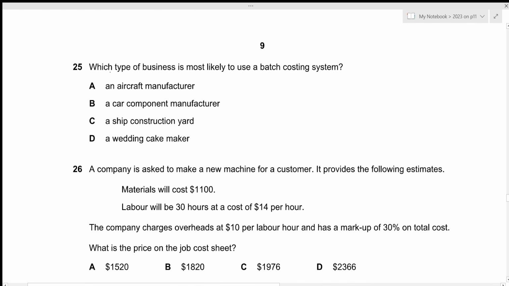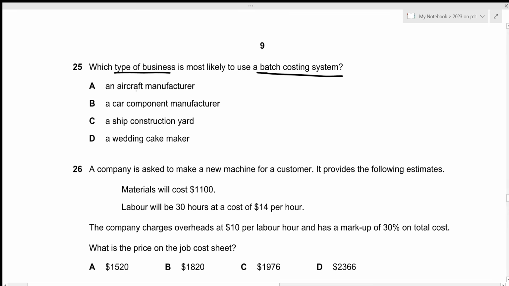Now for the 25th question, which type of business is most likely to use a batch costing system? So batch costing system will be used by those businesses who will manufacture goods in bulk as well as the same type of goods. So there will be no modifications from one item to another item, right? All of the items will go through the same process repeatedly.